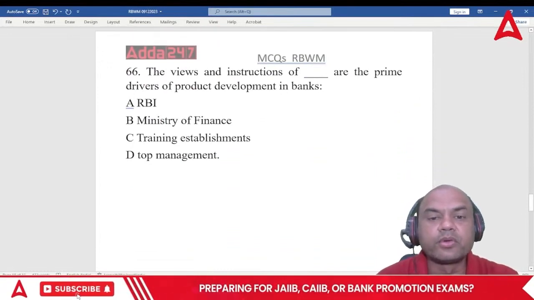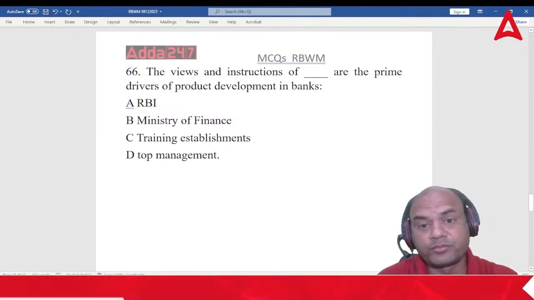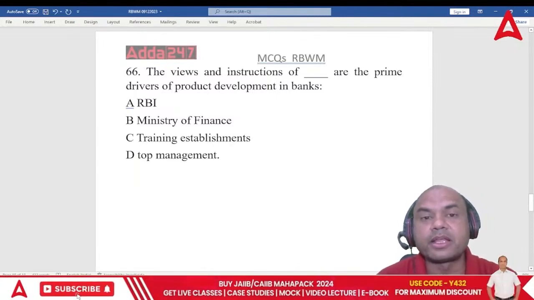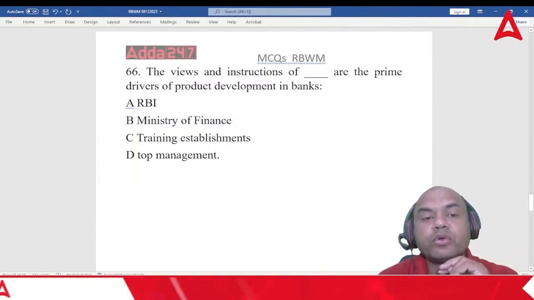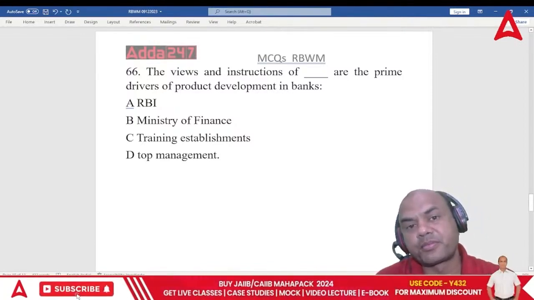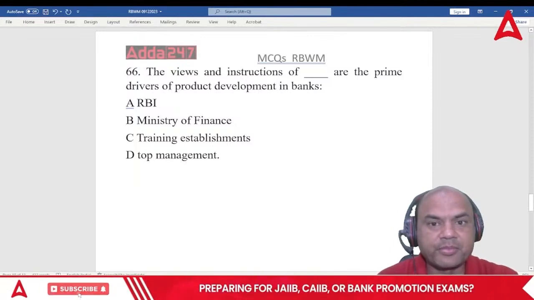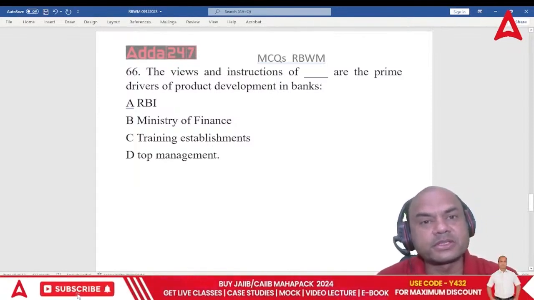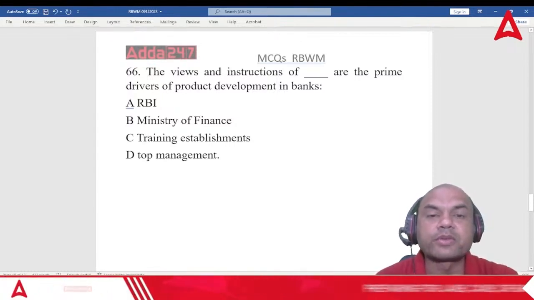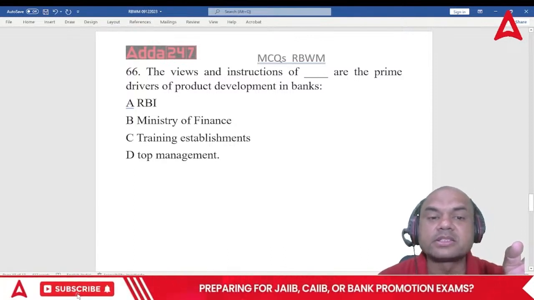Next one. The views and instructions of Dash are prime drivers of product development in banks. Views and instructions of whom? Prime drivers in product development. So product development is dependent on whose views? RBI, Ministry of Finance, training establishments, and top management. Now see here, many of you have this in the mindset that the answer is customers, isn't it? The views and instructions of customers are of prime importance. That is obviously the answer. If there had been an option of customers, then that would have been the first answer. But now you have to choose between these given answers.